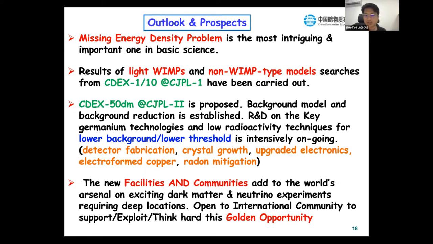Background modeling and reduction is established. So our R&D program is focusing on the key germanium technology as well as the low radioactivity techniques, and trying to reach our goal. And also CJPL-2 is the new facility, and hopefully it will benefit the global community for searching dark matter and the neutrino experiments. And we are hoping the international community to support and explore or think hard for these golden opportunities. And that's my talk. Thank you.